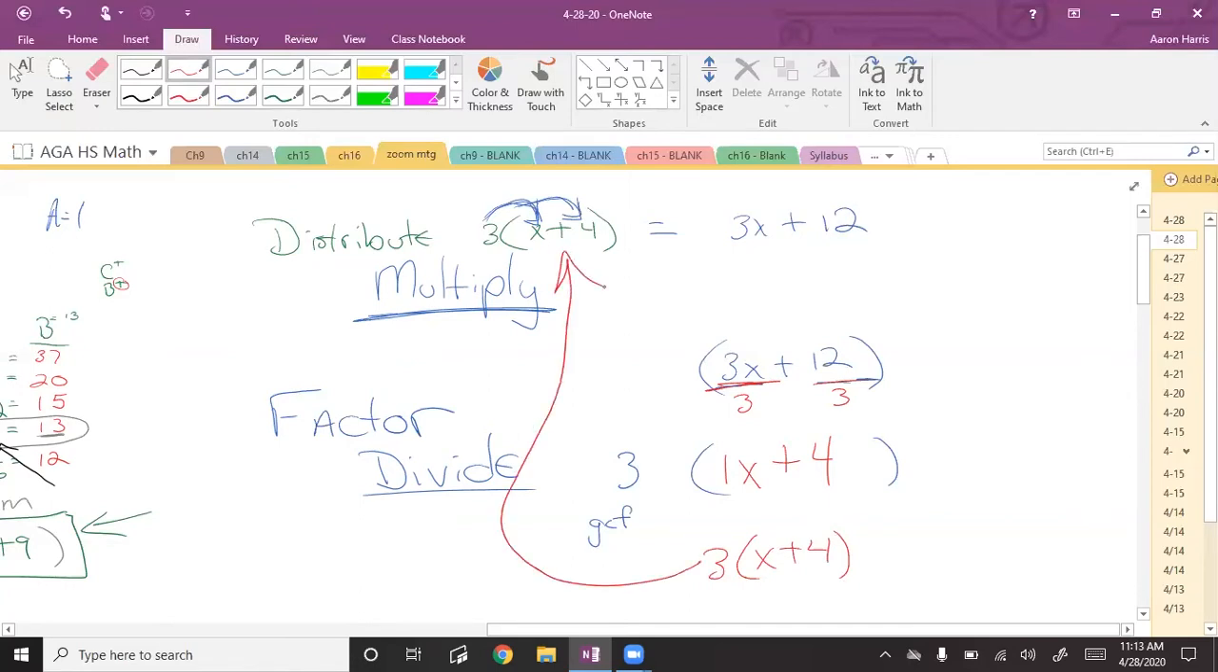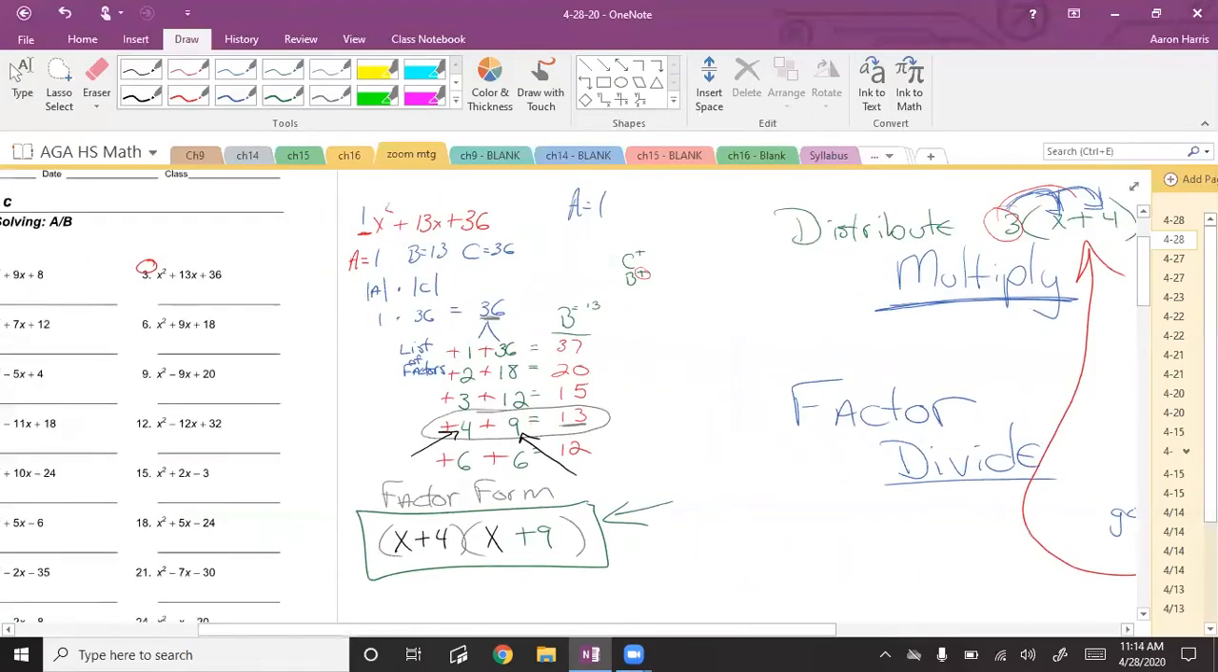Yeah. So you see, if I distribute, I multiply and I get this. But if I factor this, it's the same thing. I pulled out what? I pulled out a 3. Before I multiplied in a 3, now I divide by a 3. And they keep going back and forth. They're opposites of each other. Does that make sense? Mm-hmm.